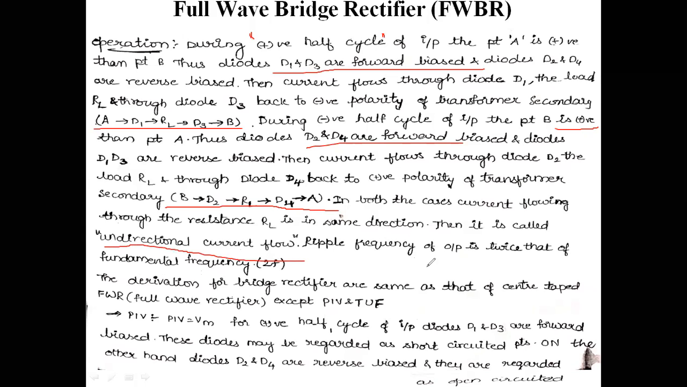Ripple frequency of output is twice that of the fundamental frequency. Here, let f be the fundamental frequency, then the ripple frequency will become 2f. Ripple frequency of output is twice that of the fundamental frequency. That means we can treat it as 2f here.